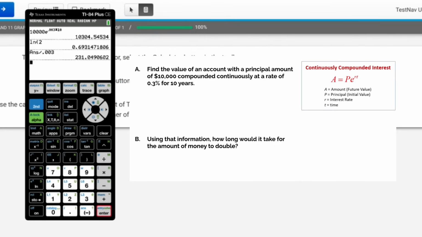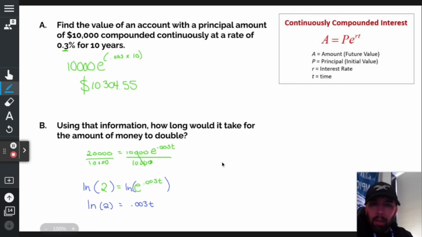Again, banks are a ripoff. Just buy Pogs and see, or Beanie Babies. Remember that trend? People thought if you bought a bunch of Beanie Babies, it would be worth something later in life. Didn't work. It's going to take you 231 years and a few cents in order for you to double your investment. Gross.